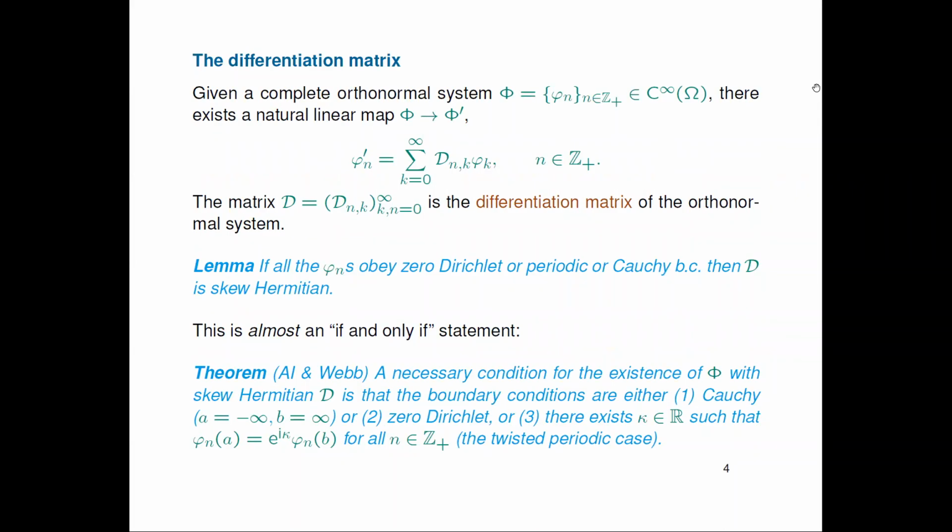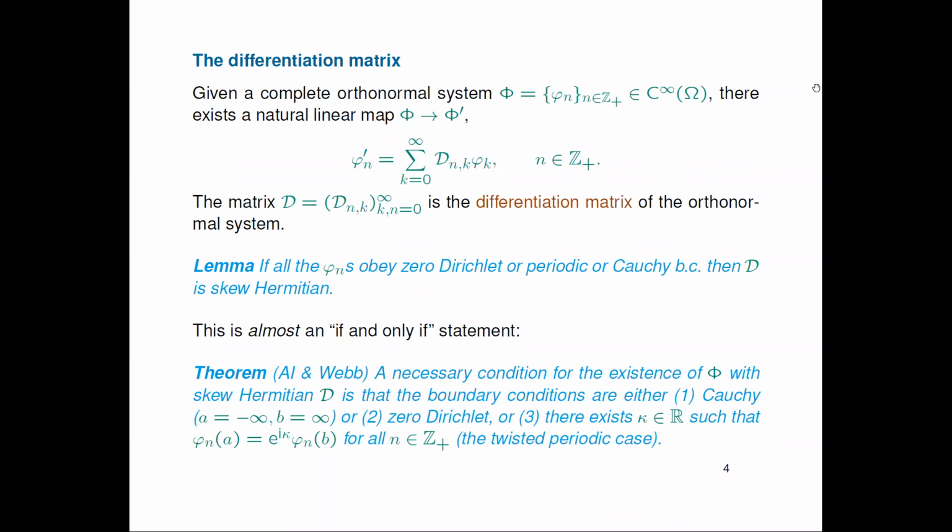And let me now start going into the real presentation. Suppose that we have a complete orthonormal system, and suppose that our functions are in C infinity. Actually, it is enough that they're in C1, but I don't want to repeat it all the time, also when we need higher derivatives. Then there exists a natural map taking functions to their derivatives. Given that the derivative is an L2 function, it can be expanded in elements of the basis. So there is a natural linear map taking the derivative of phi_n into a linear combination of phi_k's. And the matrix of this map is the differentiation matrix of the orthonormal system.